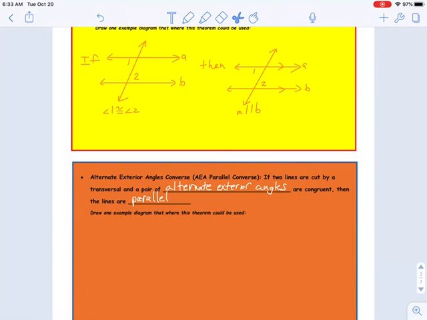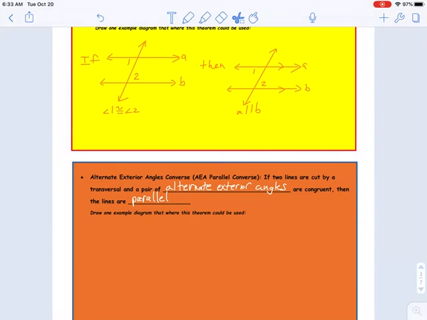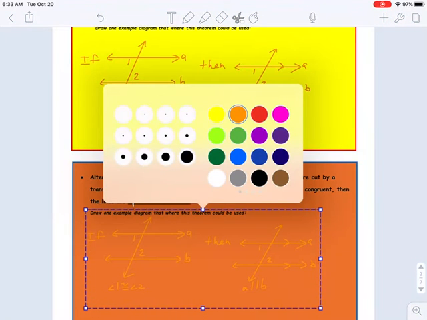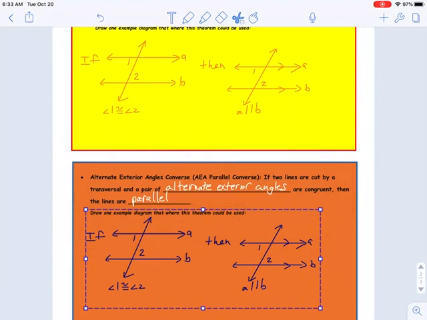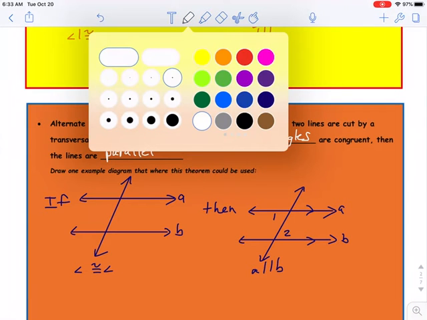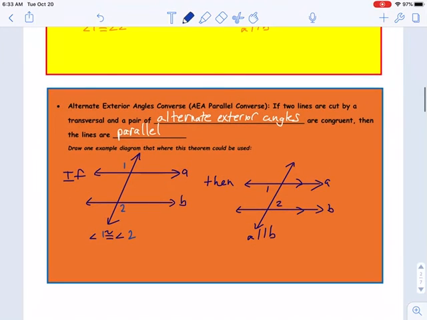And let's be a little lazy, I guess. We don't have to redraw this thing every single time. I'm going to copy. I'm going to paste. Probably should change the color. Let me change it to, that would probably look pretty. Ooh, very pretty. Okay. Next, let's eliminate the interior angles. Say that's 1, that's 2. So in this case right here, we're saying if a pair of alternate exterior angles are congruent, then the lines are parallel.